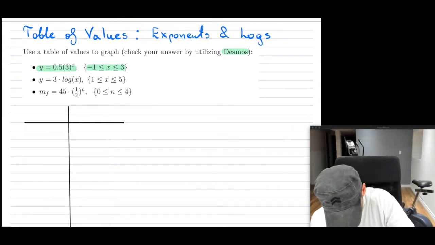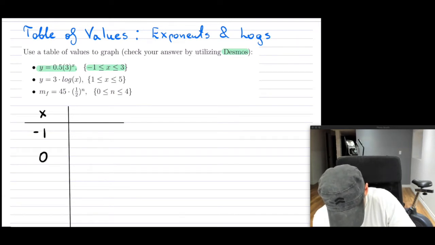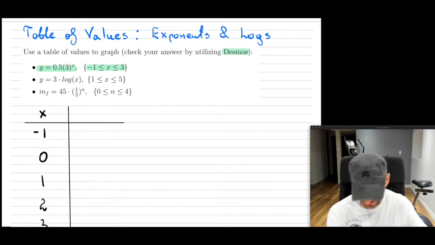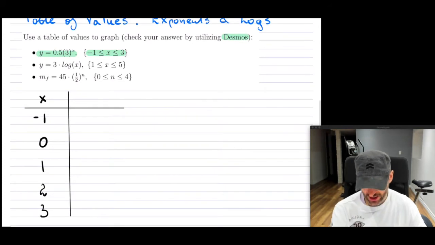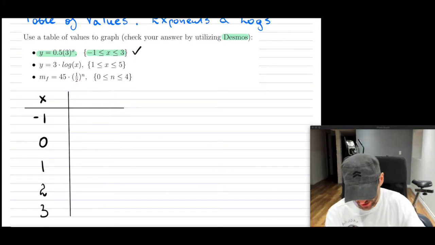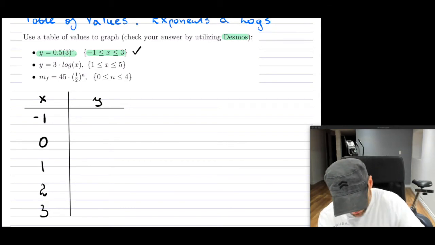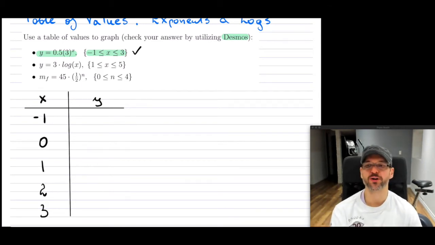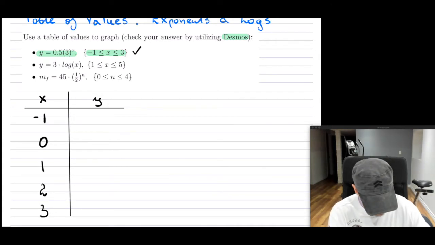So here's my input x, so I have -1. I'm going to just pick -1, 0, 1, 2, and then finally 3. So that's where the restriction comes in. Now I can find what my corresponding output is for those inputs. It's not a big deal. You can take out your calculator and we can find what this is.